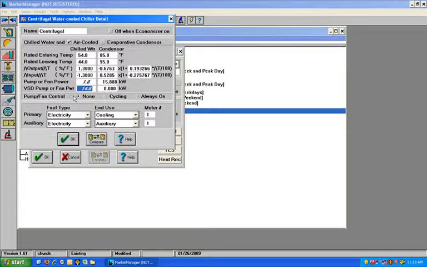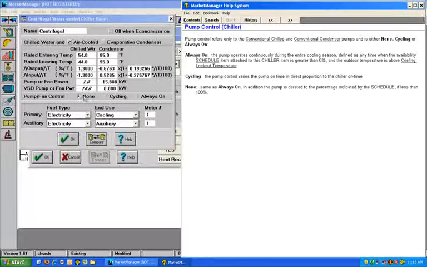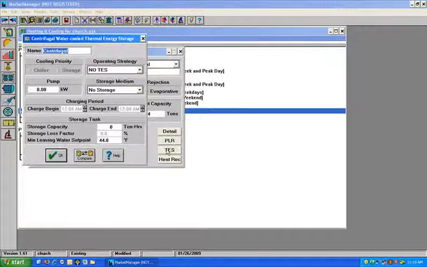Okay, here's your fan control or pump control if you want to cycle it or always on. And again, if you don't know what they mean by this, it's just Shift F1 and it'll explain what they mean. There is some TES stuff if you want to do that.